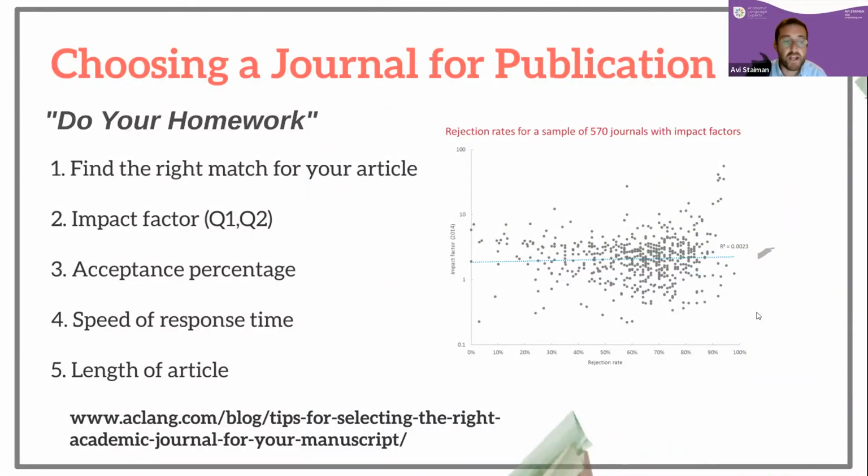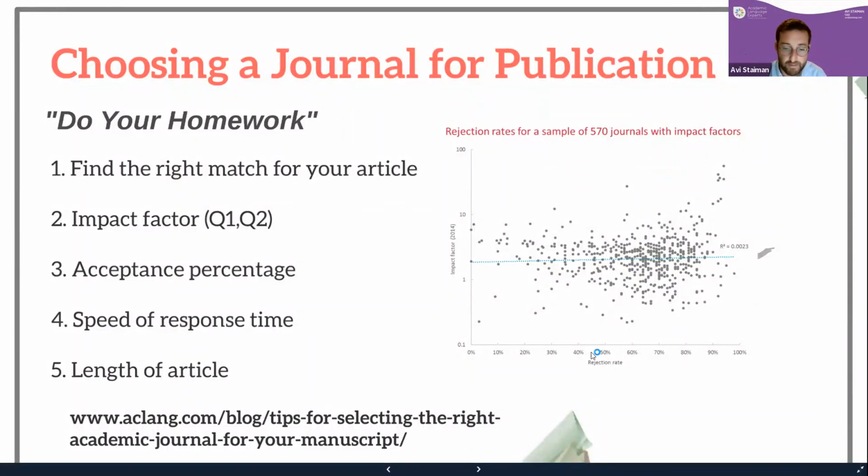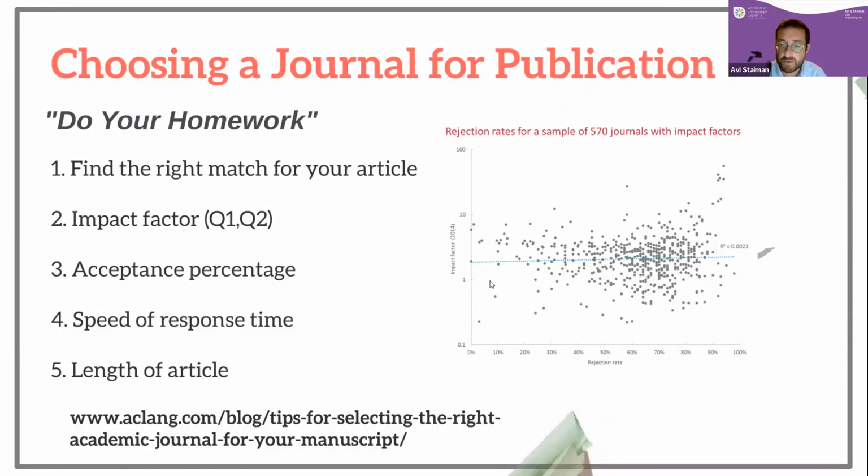Now, you may think, well, if they're rejecting more articles, they are a better journal. And there is some truth to that. And that's why I brought this graph on the right-hand side of the screen. It shows you the correlation between acceptance percentage and the impact factor, right? Or really it's showing the opposite. It's what percentage of articles are rejected and what is the impact factor.